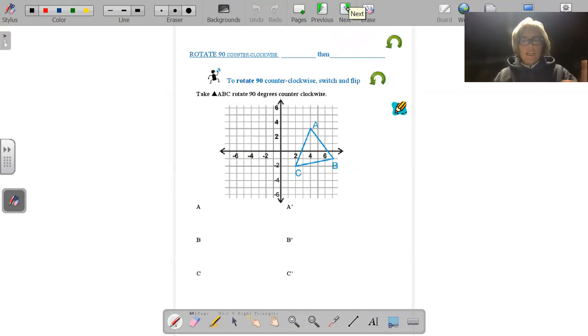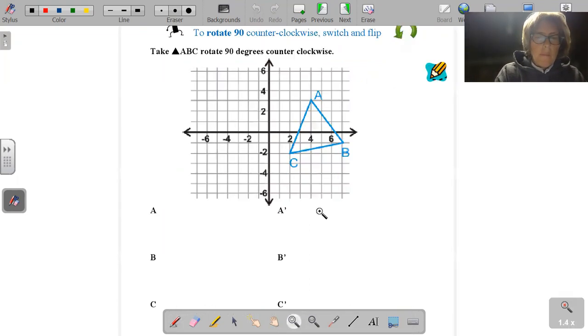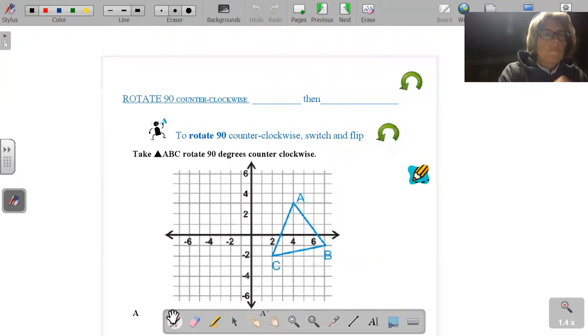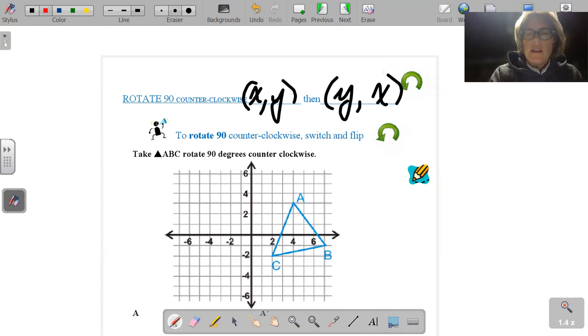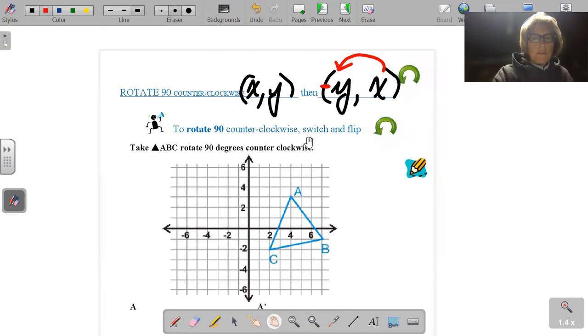Counterclockwise, same idea. To rotate 90 counterclockwise, you switch and flip to the left. To rotate 90 counterclockwise, switch and flip to the left. So you have X, Y, step 1, you switch the order, and then you flip the signs only on the left-hand side. That's for rotating 90 counterclockwise.